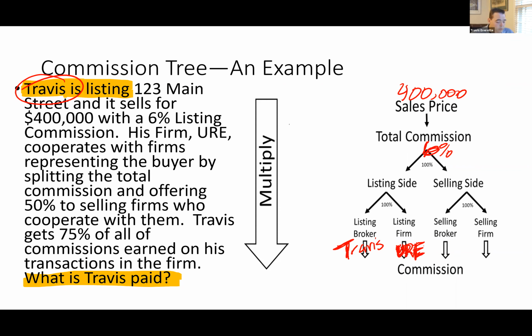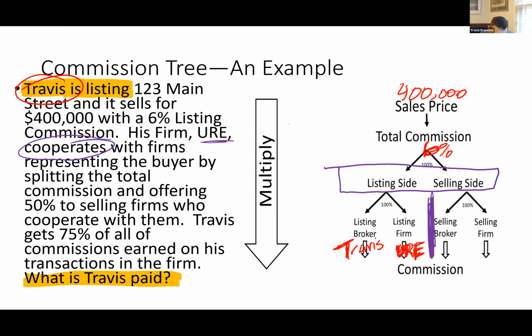They cooperate with firms representing the buyer. Well, here's the thing, folks. When you get down here to the bottom, the firms are divided off from each other. They're not cooperating with each other down here. They are cooperating right here. That's where the two firms are cooperating with each other, where they're working with each other. Once you get past that point, you're inside the firms. So when they're talking about the two firms cooperating right here, his firm, URE, cooperates with firms representing the buyer by splitting the total commission and offering 50% to selling firms.